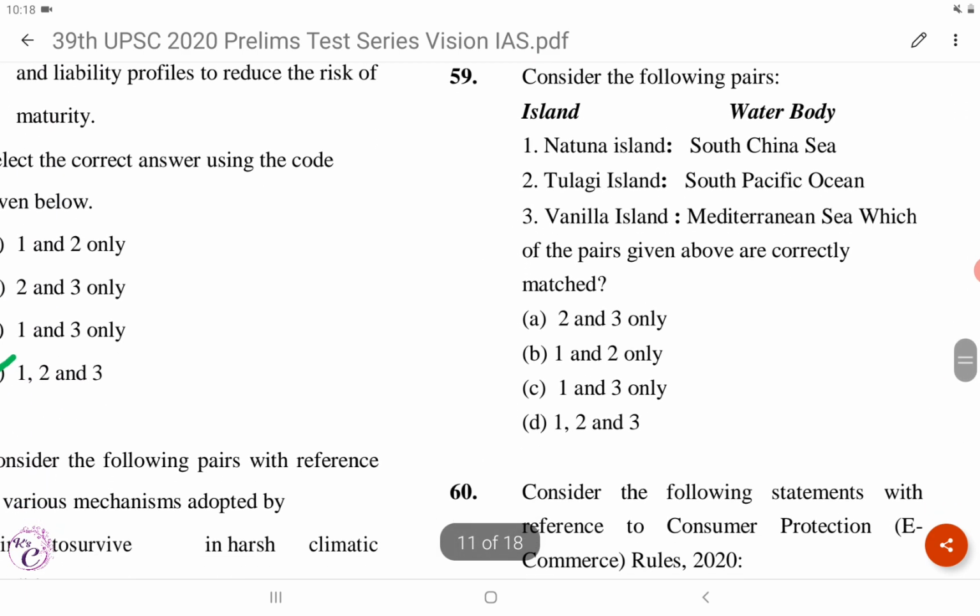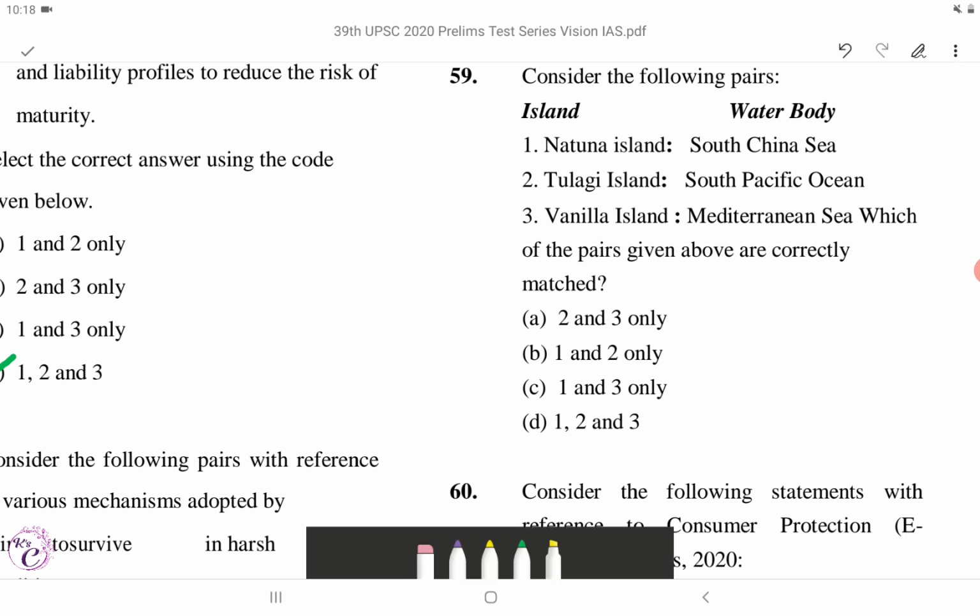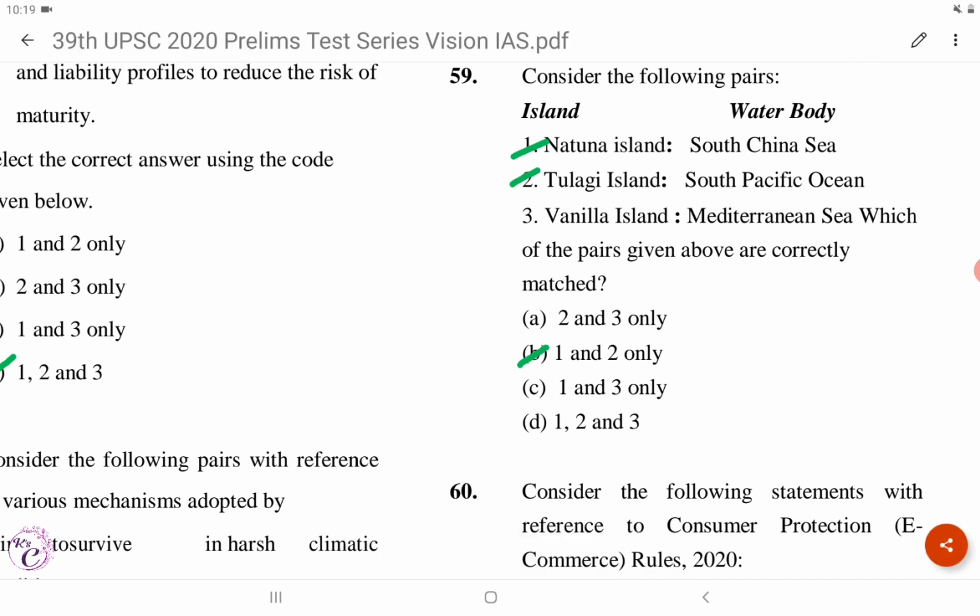Now let's come to question number 59. Consider the following pairs. On the one side we have island, on the other side we have water body. Number 1, Natuna Island, South China Sea. Number 2, Tulagi Island, South Pacific Ocean. Number 3, Vanilla Island, Mediterranean Sea. Which of the pairs given above are correctly matched? So the correct answer is B, that is 1 and 2 only. So Natuna Island would be South China Sea, and Tulagi Island would be South Pacific Ocean.